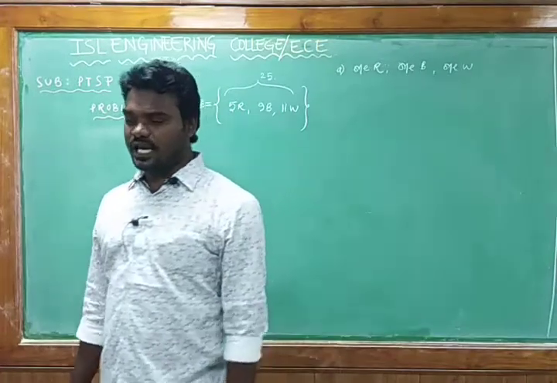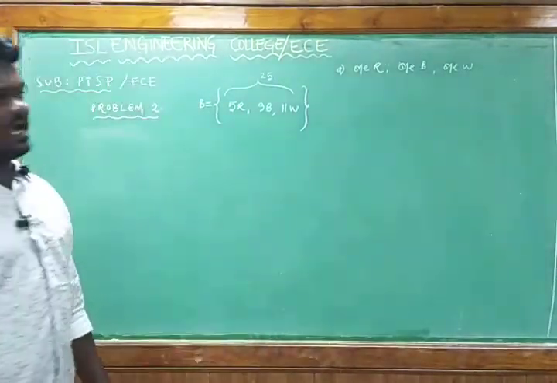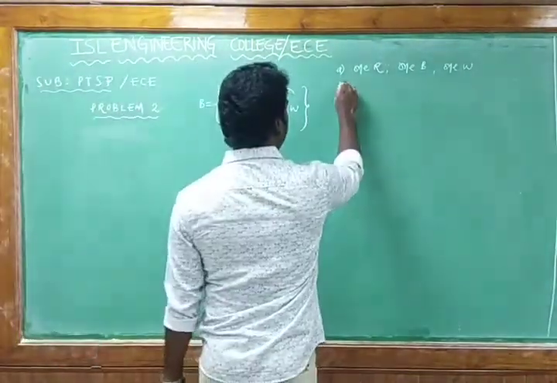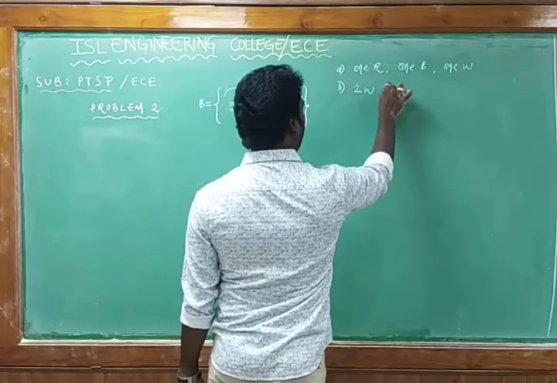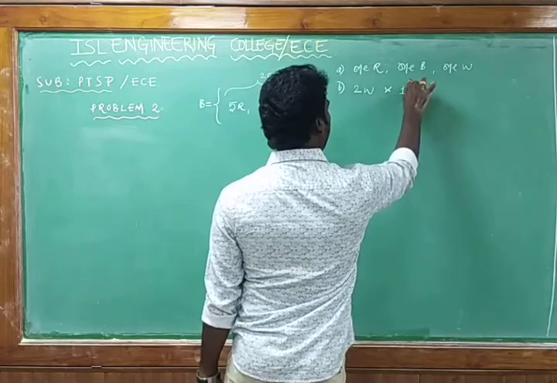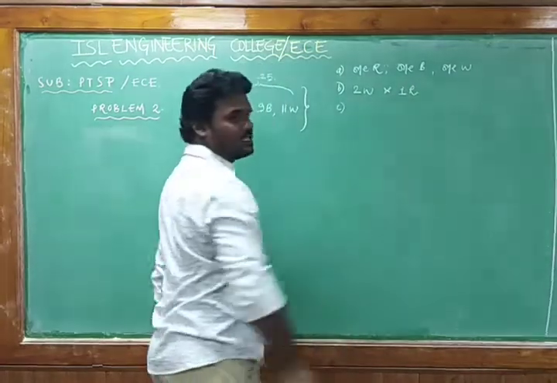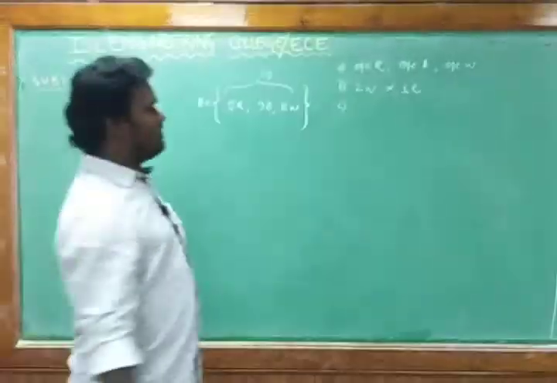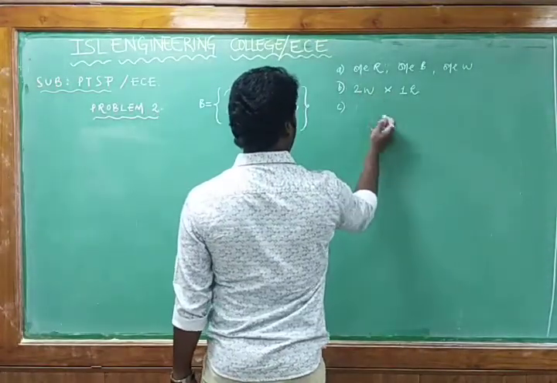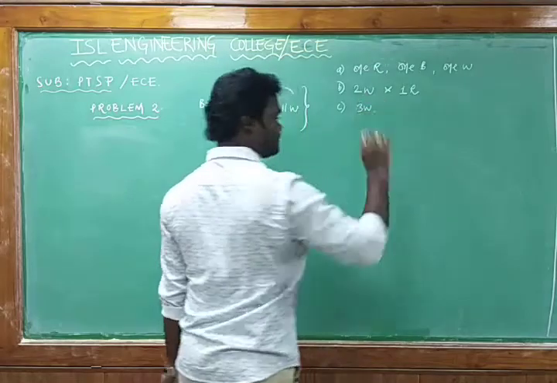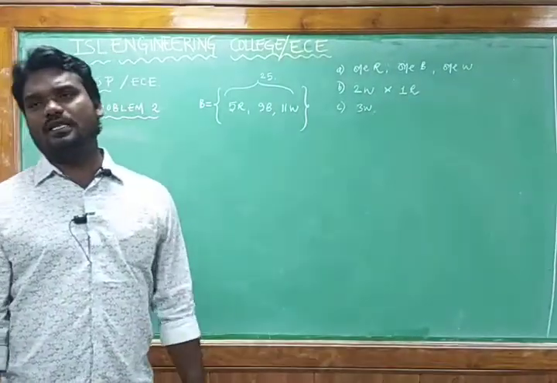That is the first question. The second question is 2 whites and 1 red. And the third question is 3 whites only, all the 3 are white. I am explaining the question.